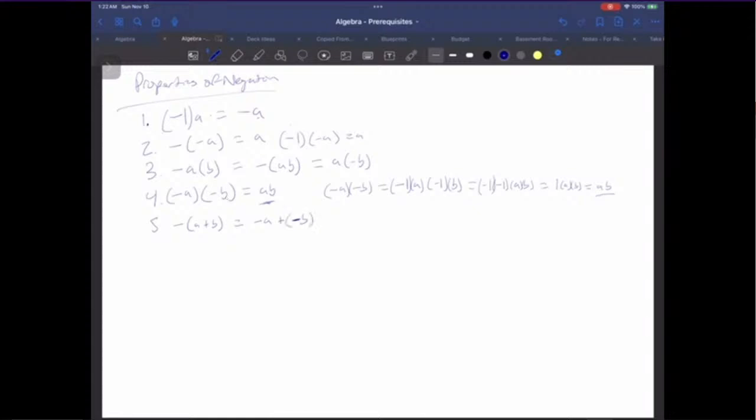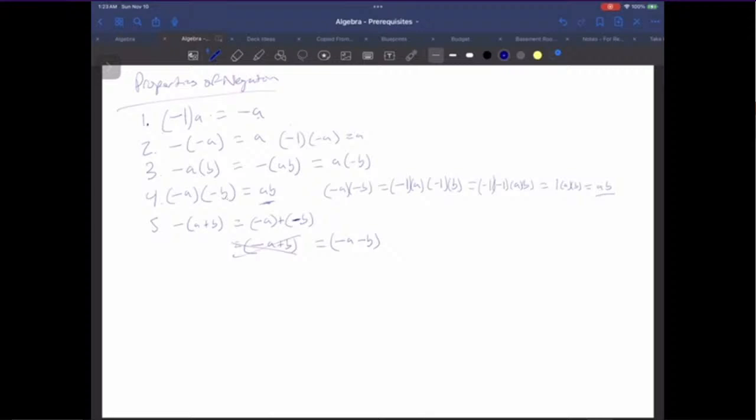So many students, people, not just students of algebra, will say negative a plus b is the same as negative a plus b. That is incorrect. It's the same as negative a minus b. You have to distribute the negative, and it negates any pluses in there. So I'm going to do a quick example here.